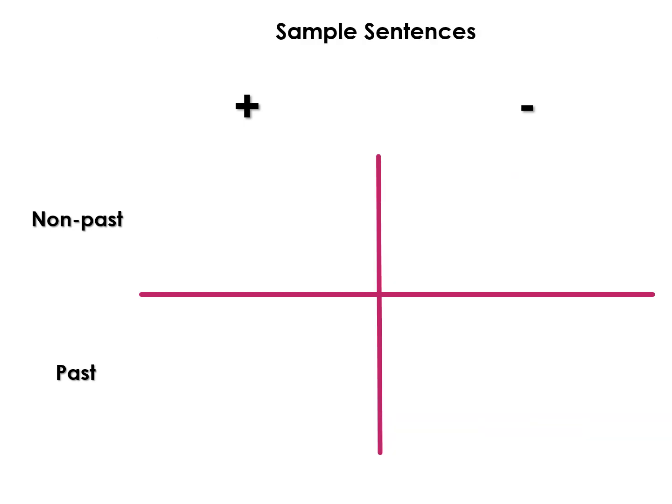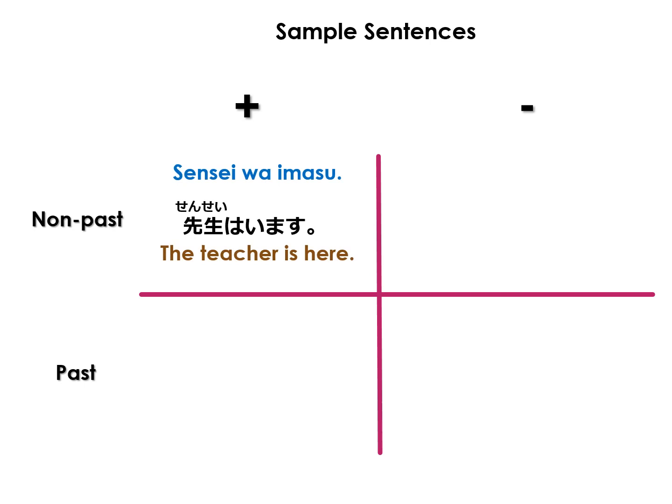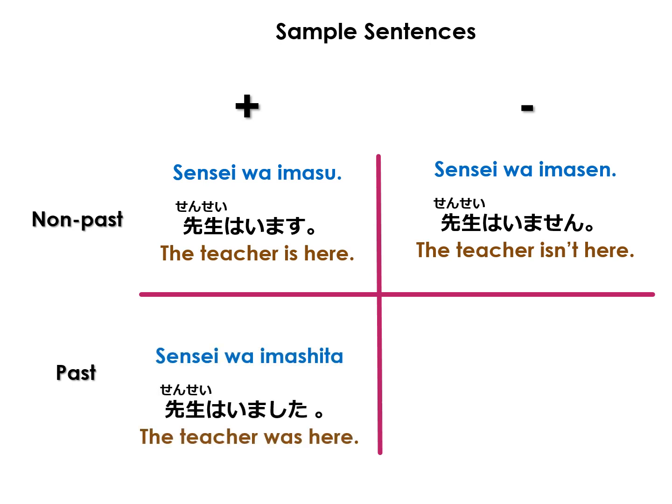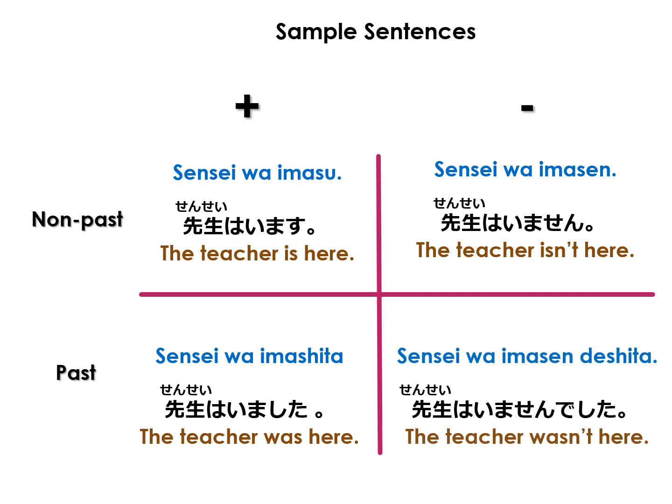Let's demonstrate these tenses in sentences. Sensei wa imasu. The teacher is here. Sensei wa imasen. The teacher is not here. Sensei wa imashita. The teacher was here. Sensei wa imasen deshita. The teacher wasn't here. The translation for here, which is koko ni, is implied in all the sentences.